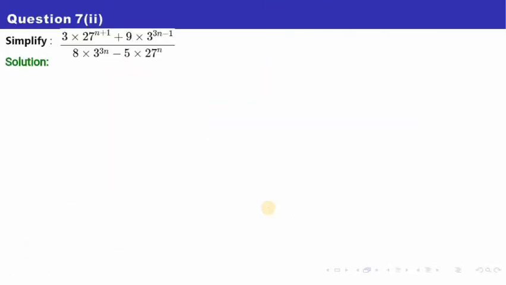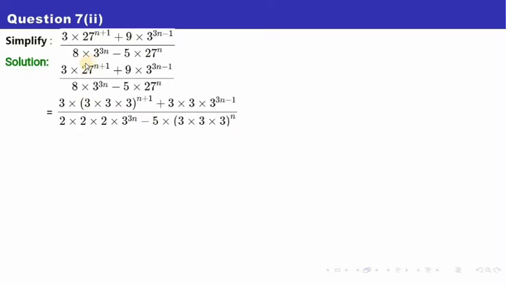The first question for the day, I'm taking 7 sub number 2. You need to simplify this. Look at every step very carefully. Now what you need to do here is, first let's see the numbers which can be factorized. For example, this 27 can be factorized into 3 into 3 into 3.